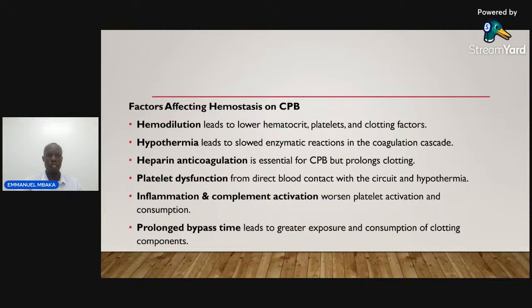Also, there's platelet dysfunction from direct blood contact with the circuit and hypothermia. Also, there's inflammation and complement activation, which worsen platelet activation and consumption. And also, prolonged bypass time leads to greater exposure and consumption of the clotting components. Next slide.